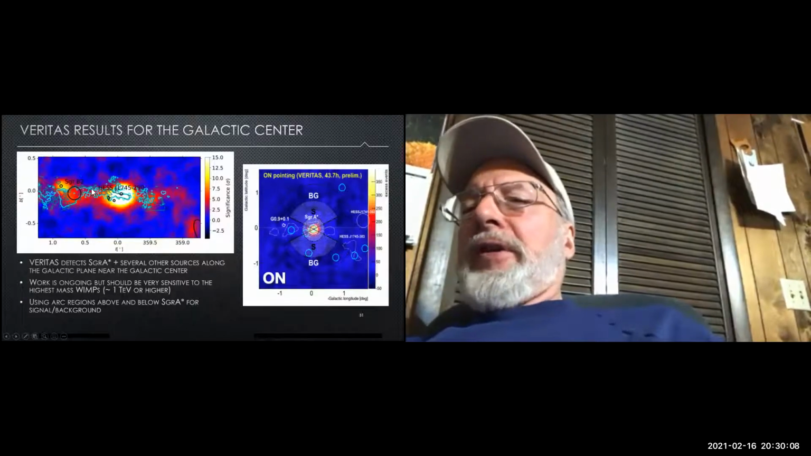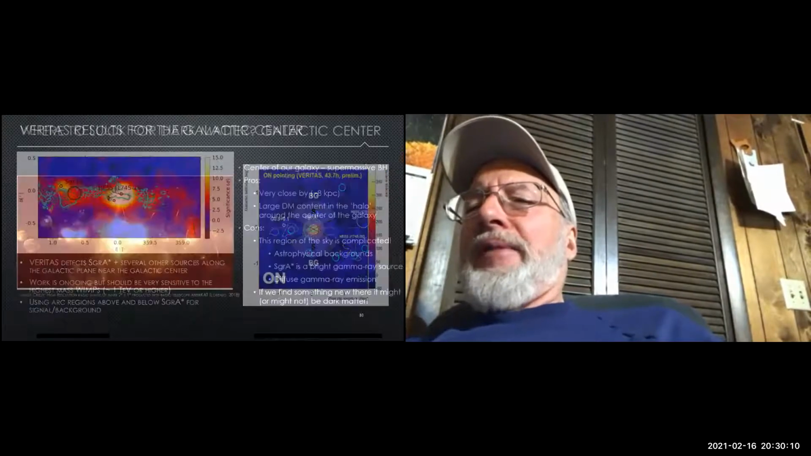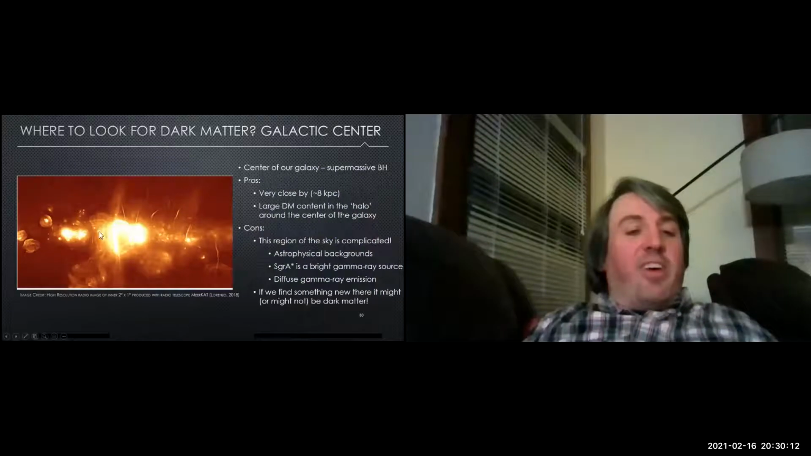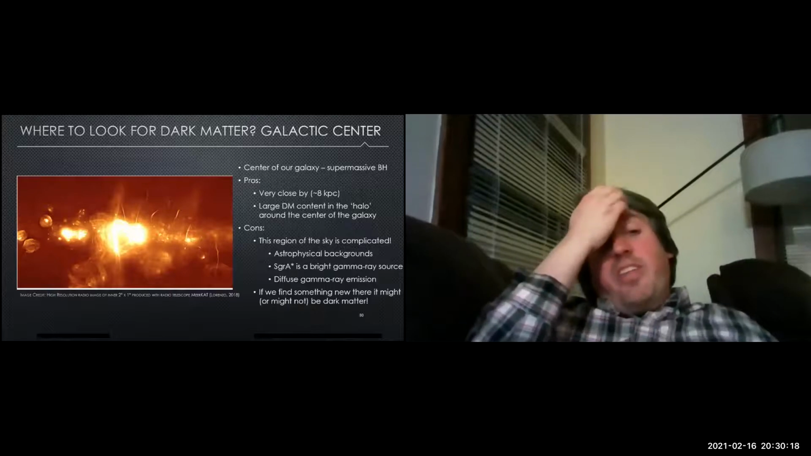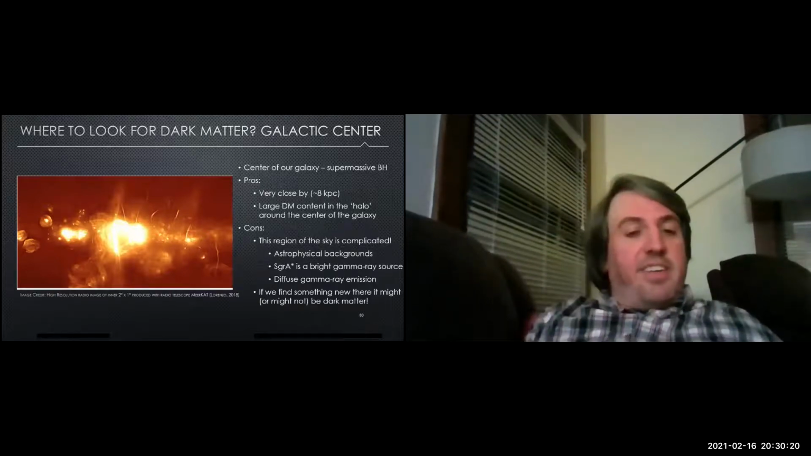On that last photograph, is that an actual gamma ray photograph? No, this is not a gamma ray photograph. I cheated here a bit. This is MeerKAT, which is a radio telescope. So this is actually a radio image of the galactic center.